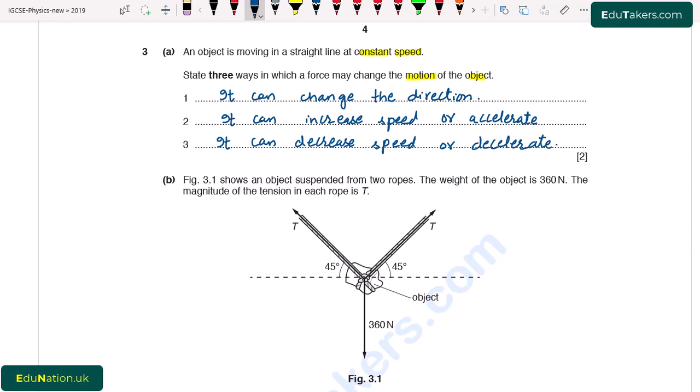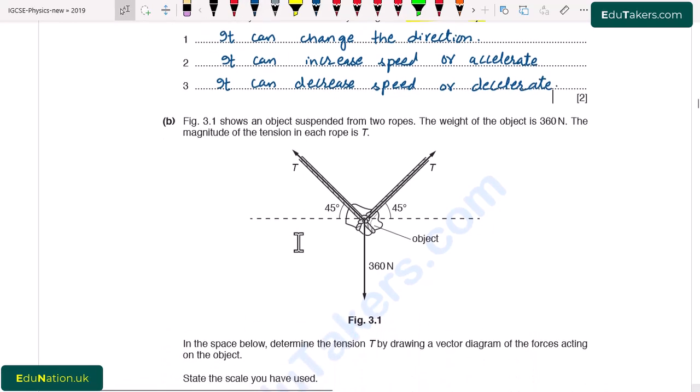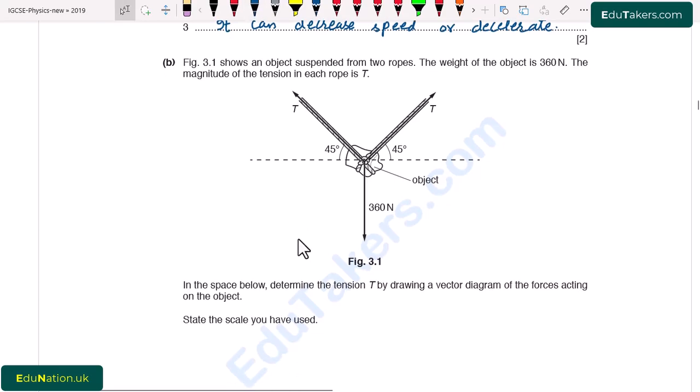Part B. Here is a figure 3.1. Figure 3.1 shows an object suspended from two ropes. So this is the object and it is suspended from two ropes. First is this and second rope is this. The weight of the object is 360 Newton. We know that the weight of the object is acting in downward direction and its value is 360 Newtons.